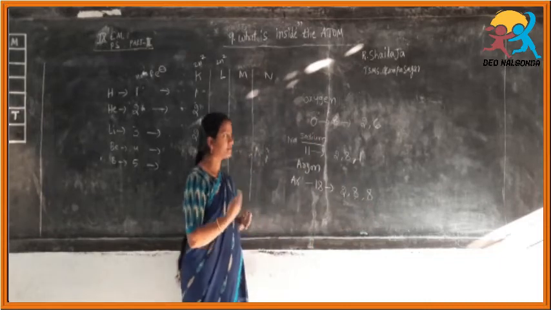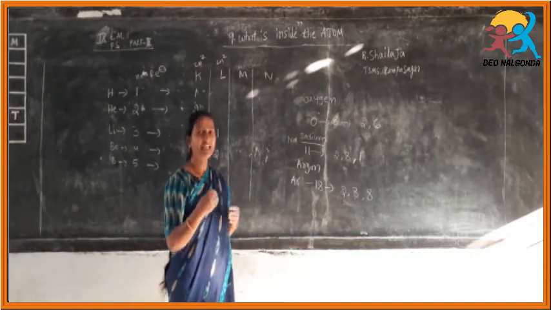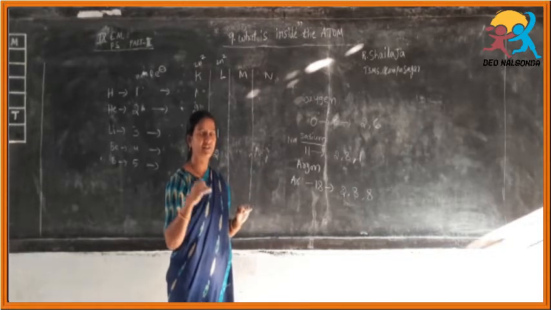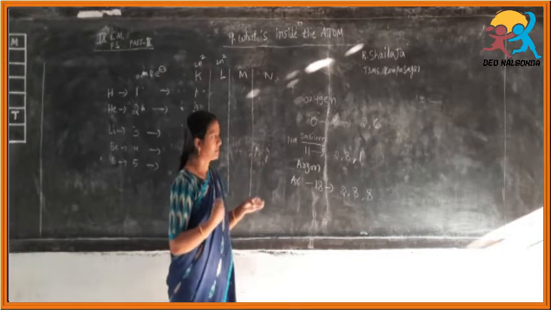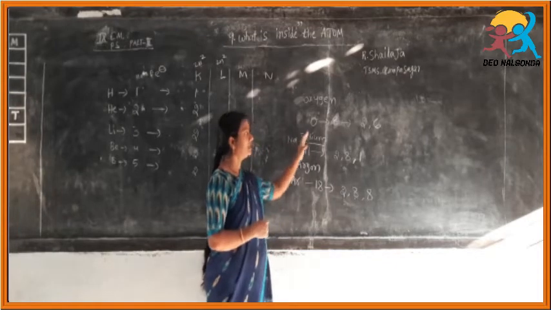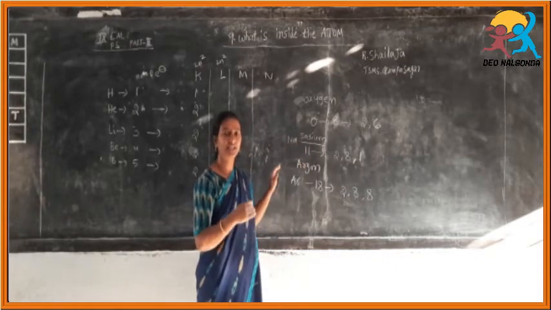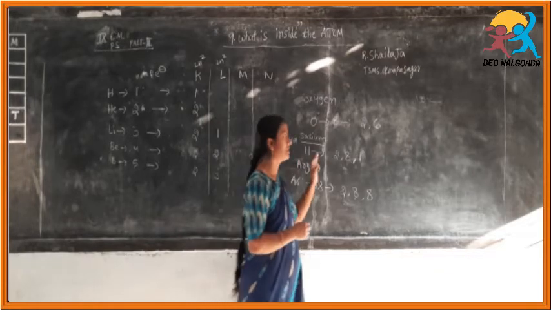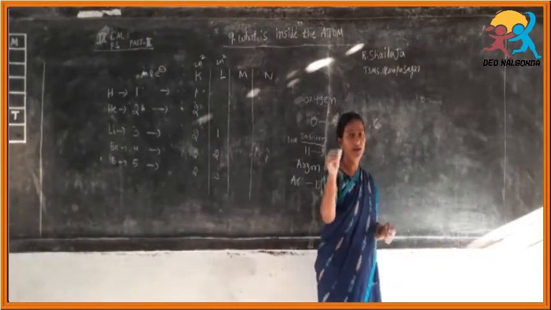So like this we are filling the electrons in the shells. It is a simple form. In the 10th class you can learn the electronic configuration, but in the 9th class, in simple form, we are distributing the electrons in the shells. So like this you also have to draw the diagrams.